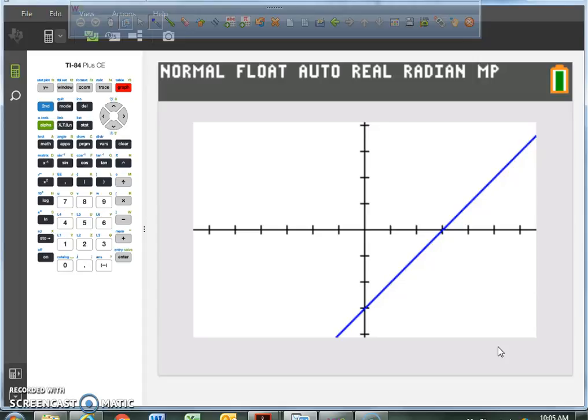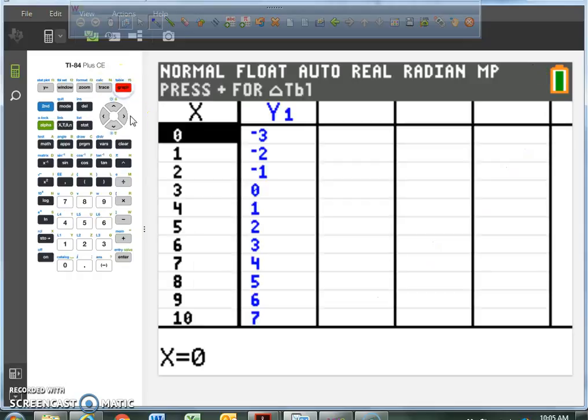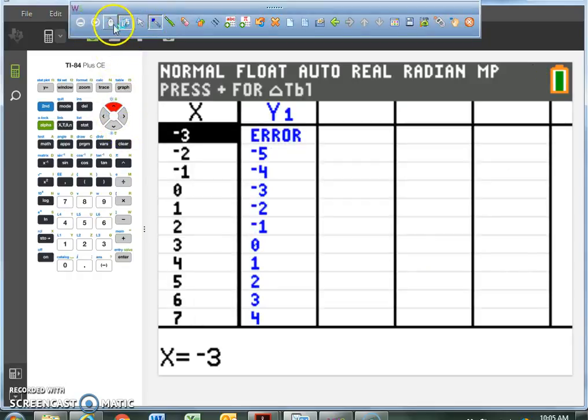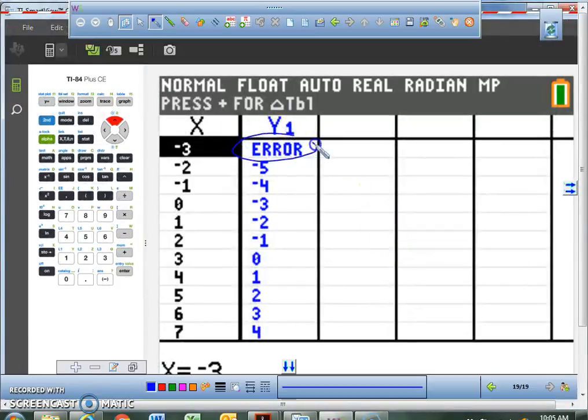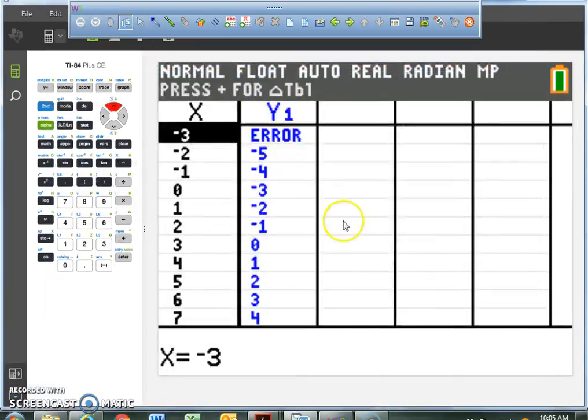And where are we supposed to evaluate it at? Where x is equal to a what? Watch what happens. Second graph. Look what happens when x is equal to negative 3. What does it say? It says error. Now let me explain to you what that error means. The error is not an asymptote. The error is a hole. There is a hole in the graph.